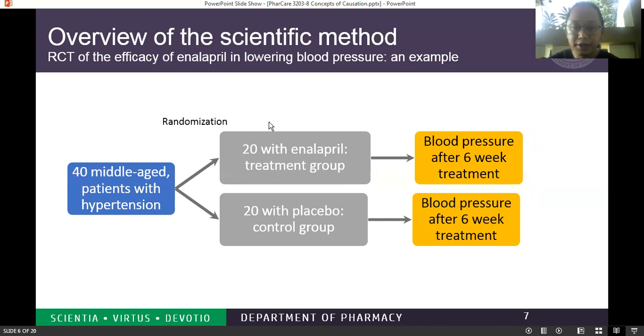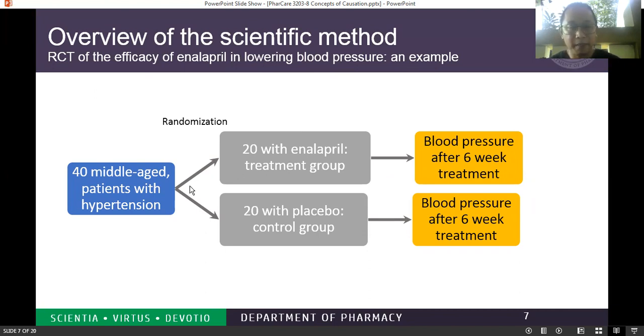So this is a simple chart in clinical studies, which gives a description of how an RCT, a randomized clinical trial, is conducted. This is a scheme for an RCT of the efficacy of enalapril in lowering blood pressure.